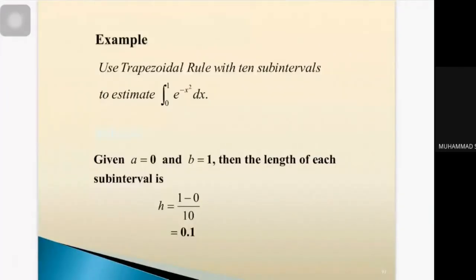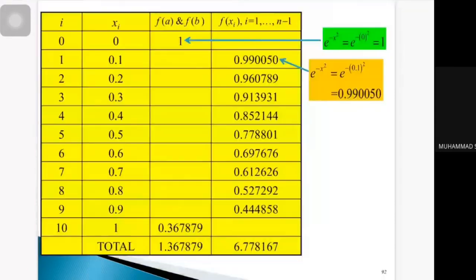Look at this example. Use the trapezoidal rule with 10 subintervals to estimate the integral of e to the negative x squared dx from 0 to 1. This is your A and this is your B. This is the table for the trapezoidal rule: i, xi, and then this is your f(A), and this is your f(B). f(A) equals 1 and f(B) equals 0.367879.